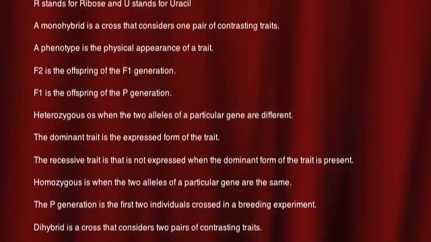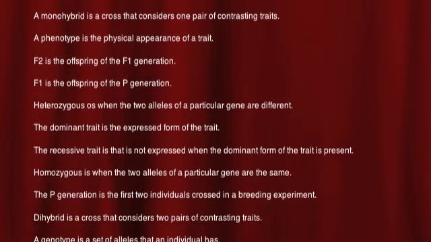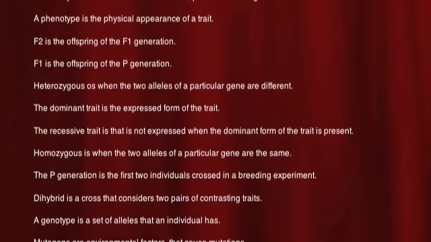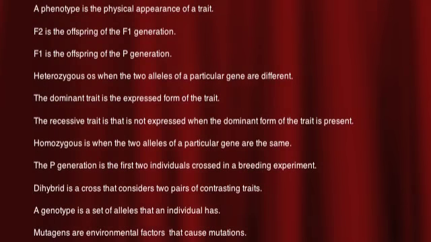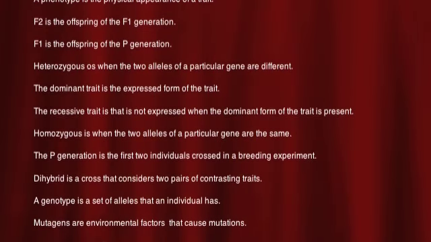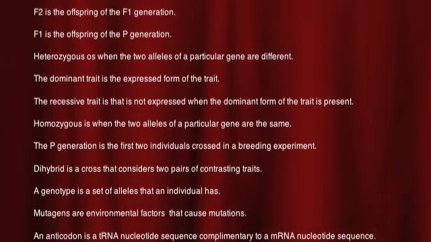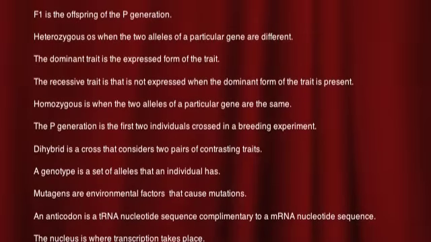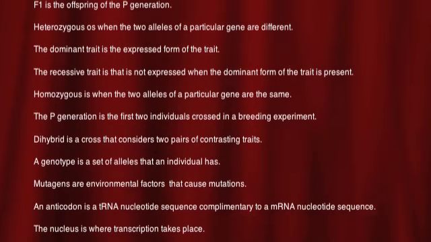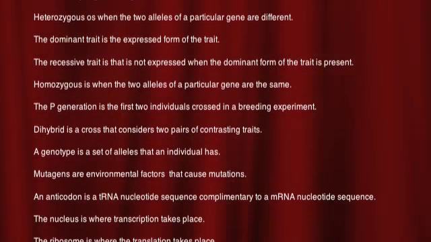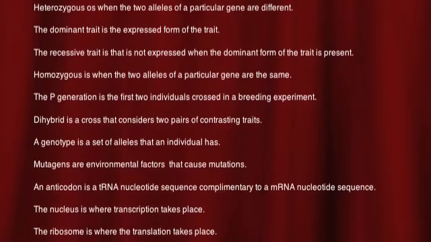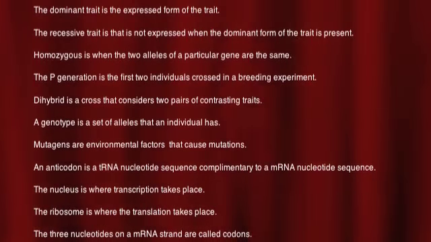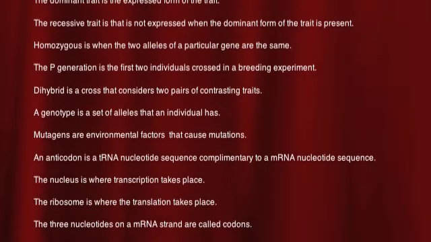The recessive trait is the trait that is not expressed when the dominant form of the trait is present. Homozygous is when the two alleles of a particular gene are the same. The P generation is the first two individuals crossed in a breeding experiment. Dihybrid is a cross that considers two pairs of contrasting traits. A genotype is a set of alleles that an individual has. Mutagens are environmental factors that cause mutations.